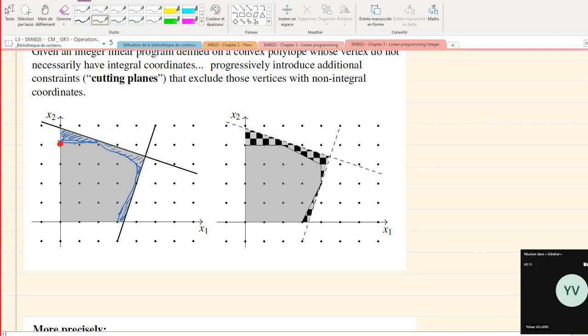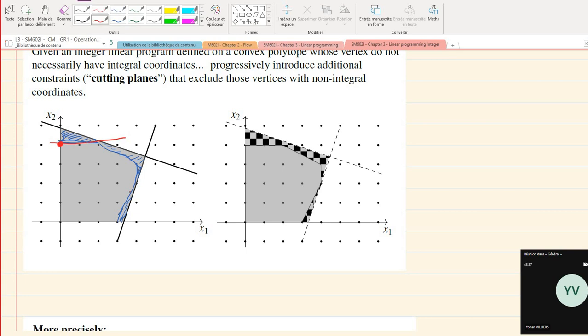So maybe by introducing one cut like this, you will have a corner that will have integer coordinates. Then your problem will have this point as a solution, and you don't need to make the other cuts. Is that clear? That's very important. Is that clear?